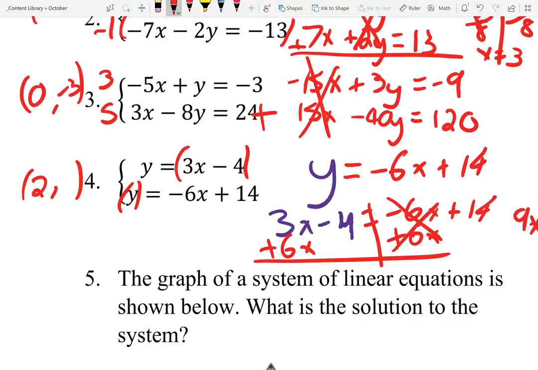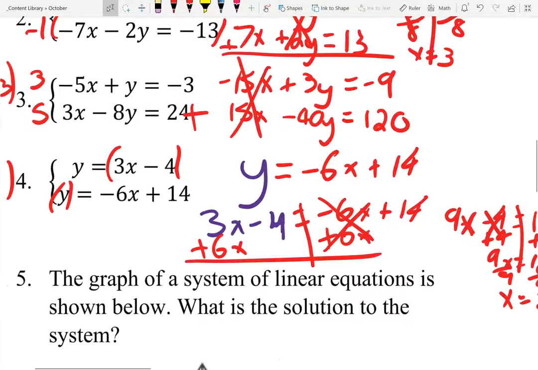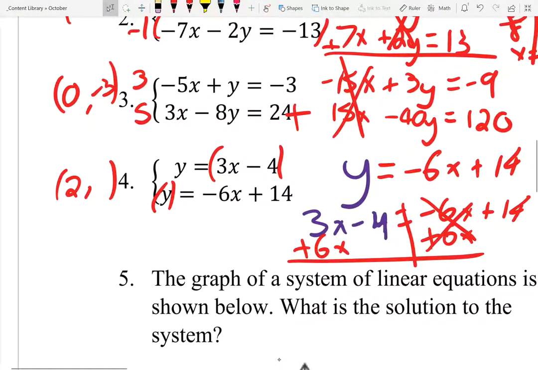So now I just got to plug that in to find y. So I'm going to plug it back into the first equation. You'll notice that equation here. So I'm going to plug 2 in for x because that's what x equals. X is equal to 2. So that's going to be 3 times 2, which makes 6. Minus 4. 6 minus 4 is 2. So the y value is also 2 here. My answer is 2, 2.